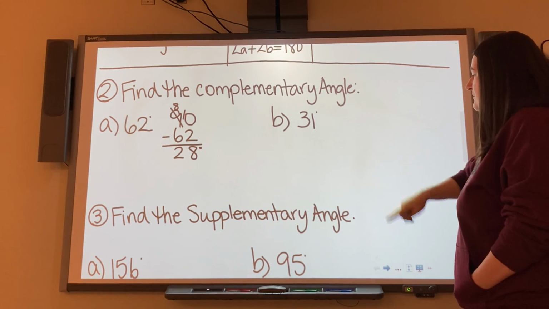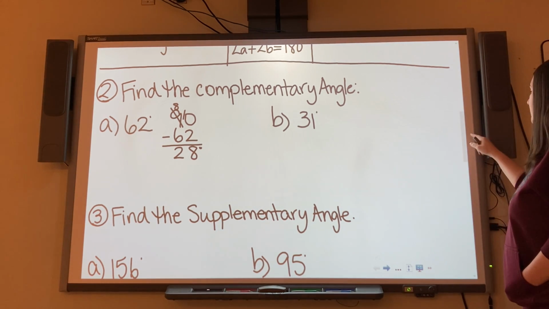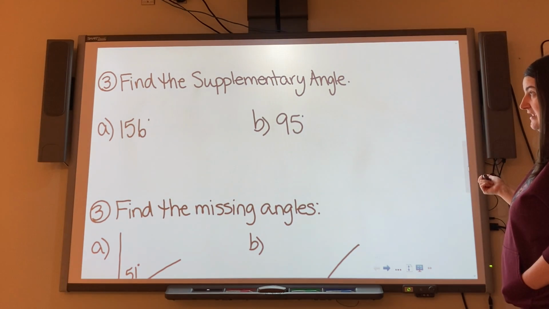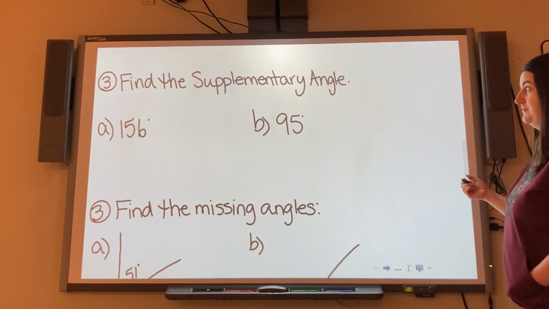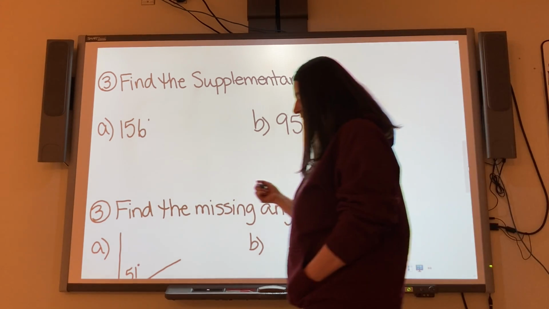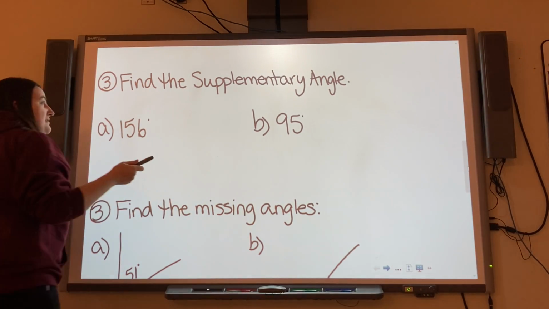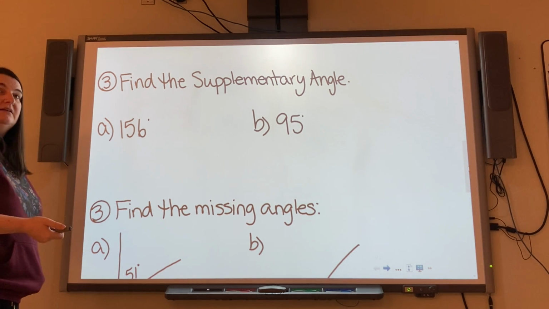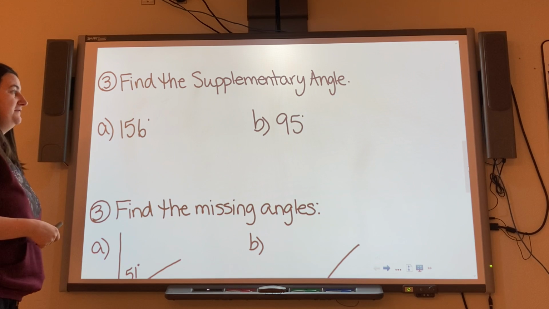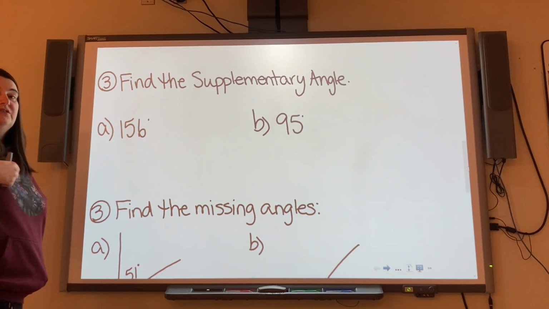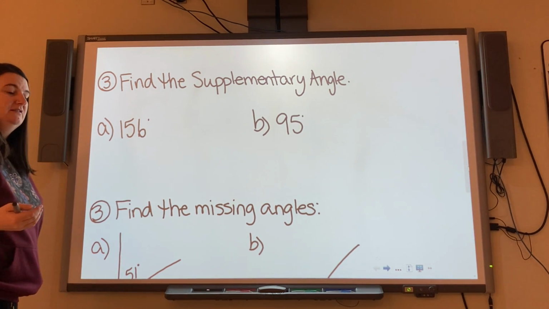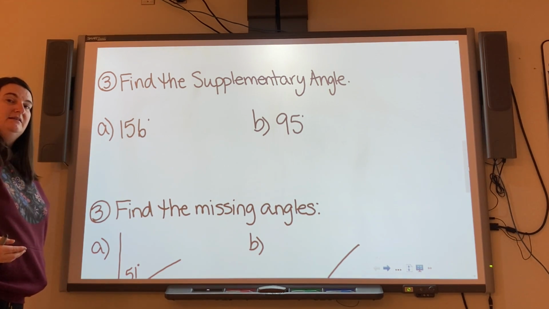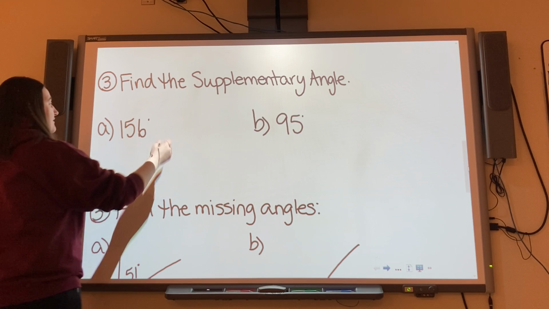So we're gonna skip on down to question number 3, where we're trying to find the supplementary angle. So the supplementary angle, that's the one that adds up to 180 degrees. So if I have 156 and I need to find the supplementary angle, I need to take 156 away from 180, and then I'll have my missing angle.